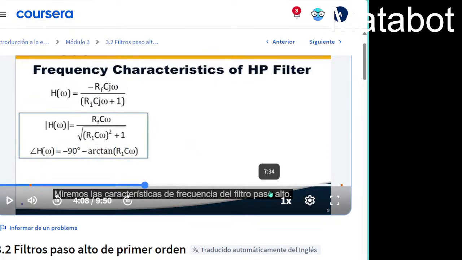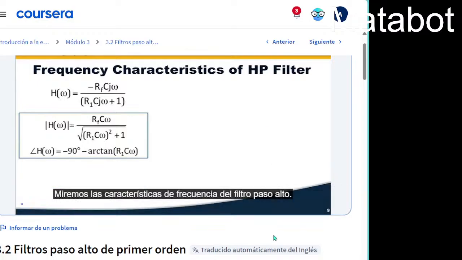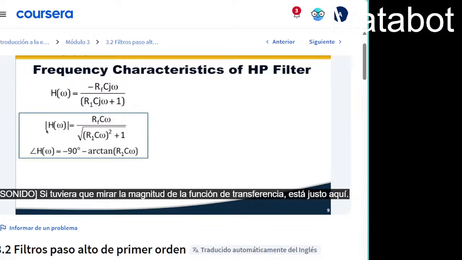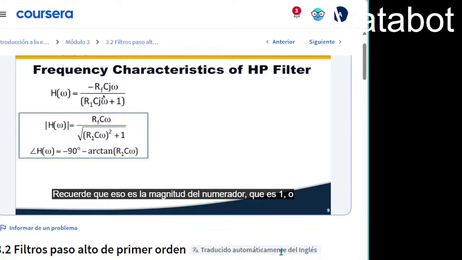So if I substitute that into this formula, I will be able to derive this transfer function. Let's look at the frequency characteristics of a high-pass filter. It has this transfer function right here. If I look at the magnitude of the transfer function, it is right here. Remember that that's the magnitude of the numerator over the magnitude of the denominator, which is the square root of the real part squared plus imaginary part squared. Then I take the angle. Well, I've got a minus 90 because I've got a minus sign and then I've got a j. So the angle of minus j is minus 90. And then this is minus the angle of the denominator.